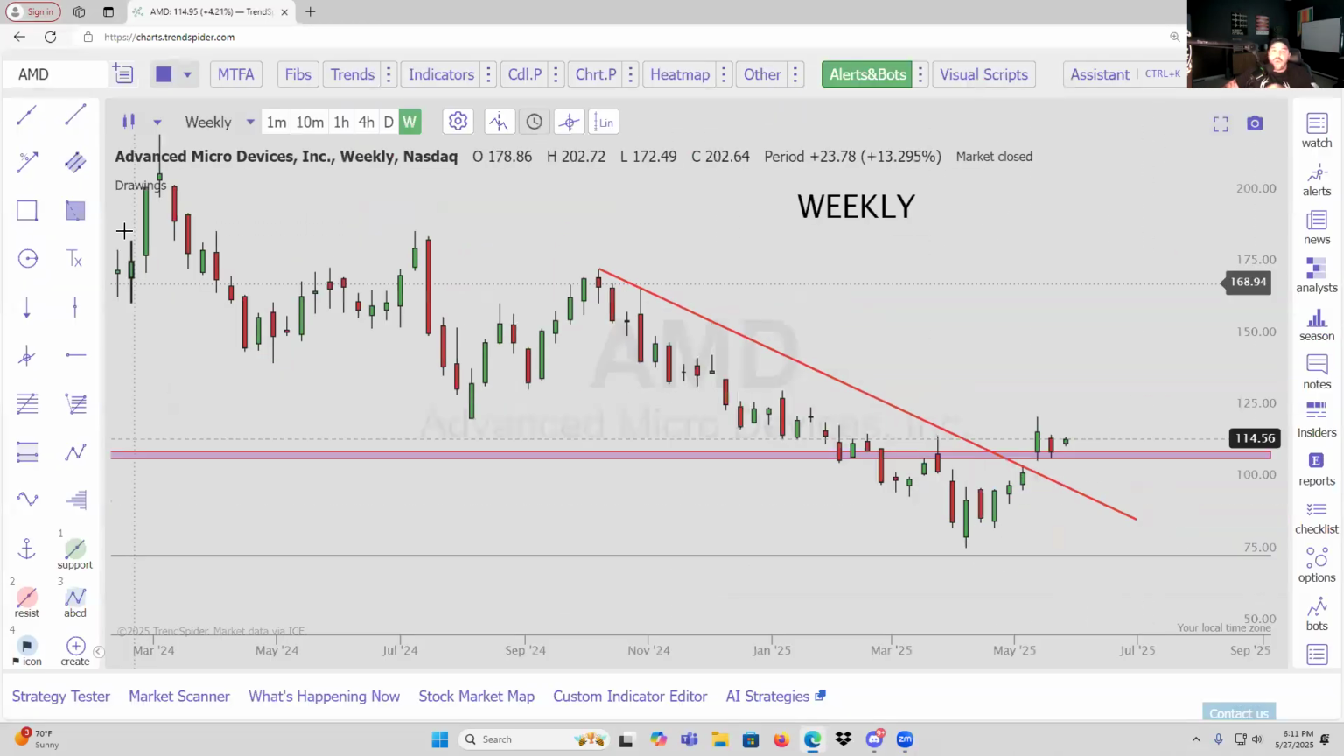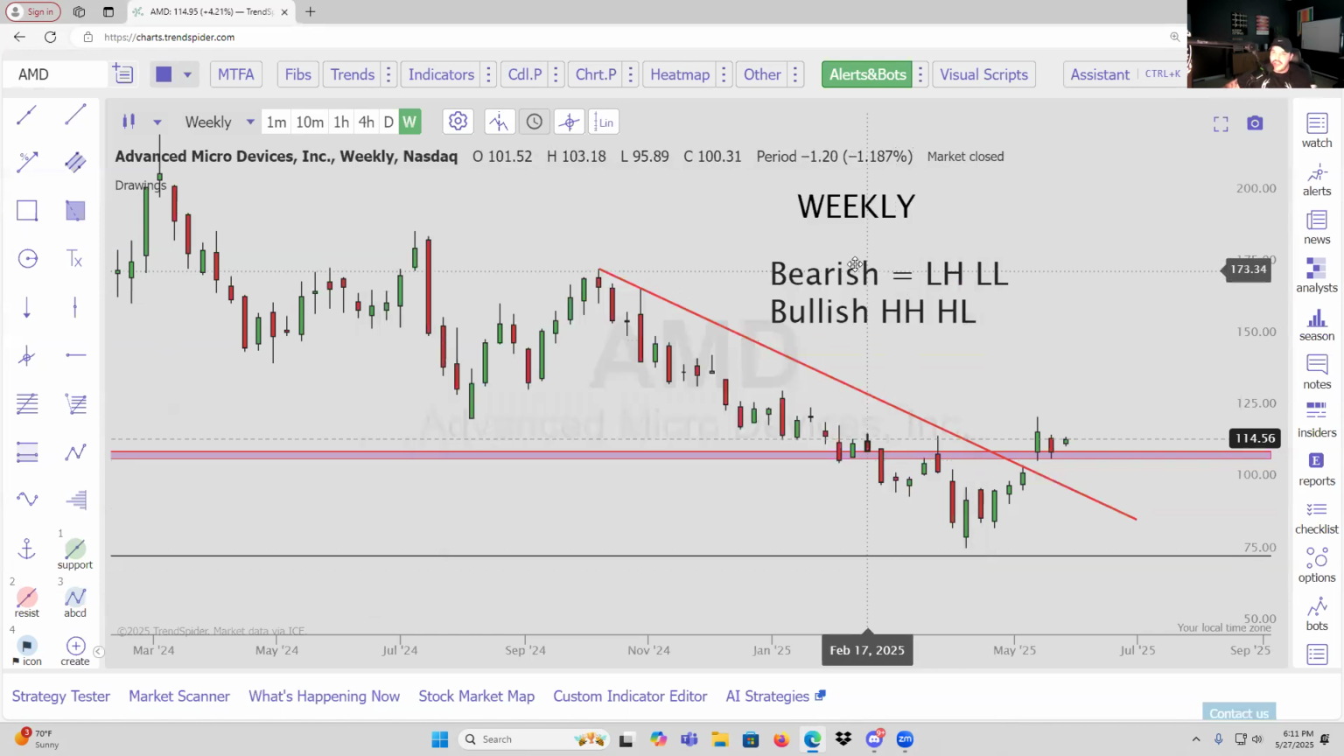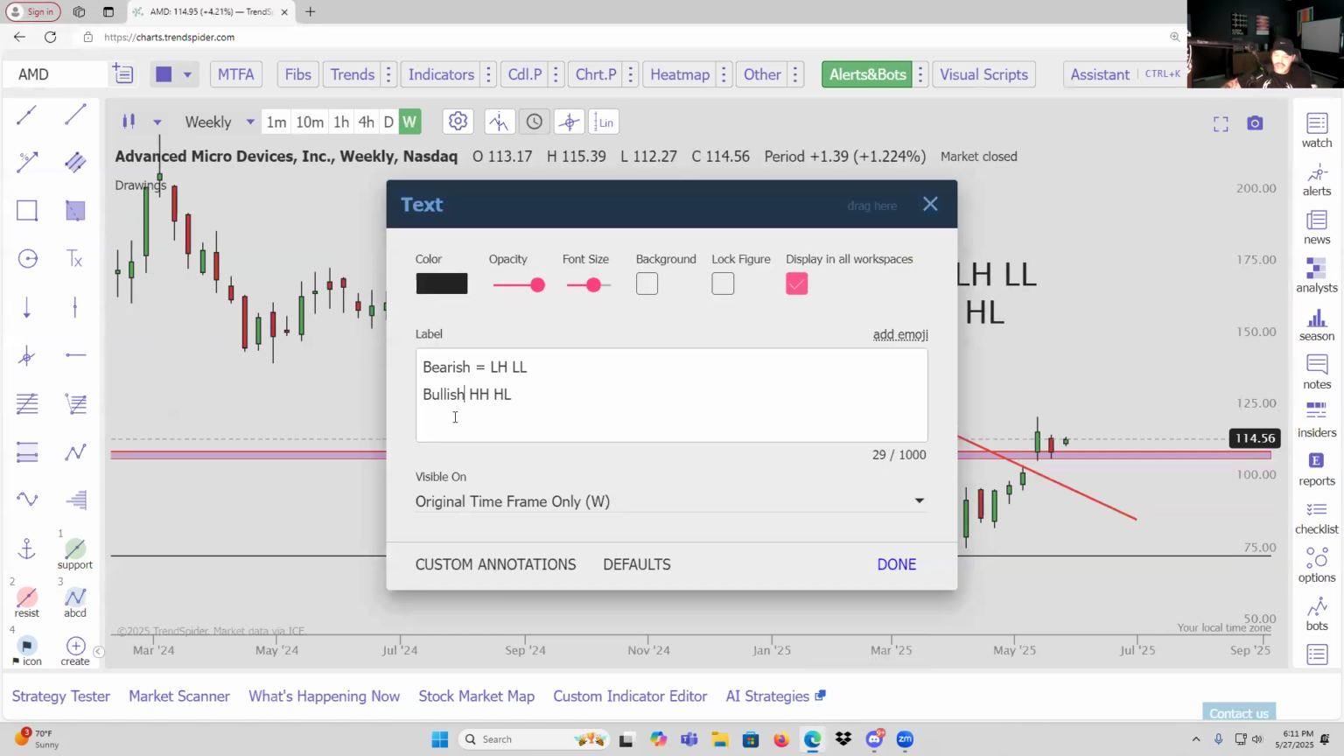And for those that don't know, as far as what is a bullish trend or what is a bearish trend, it's going to be two important things. In a bearish trend, you will have lower highs and lower lows, lower highs and lower lows. In a bullish trend, you will have higher highs and higher lows. Now, what do I mean by that? Bearish trend, bullish trend. We add that.